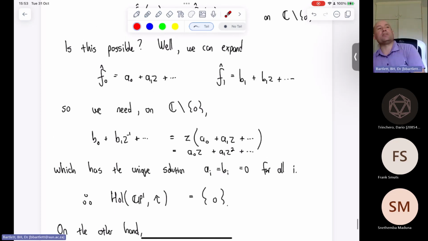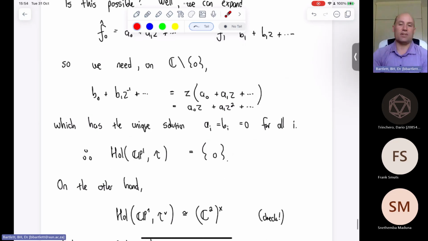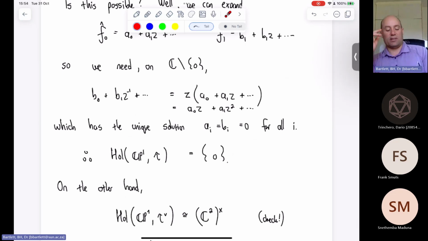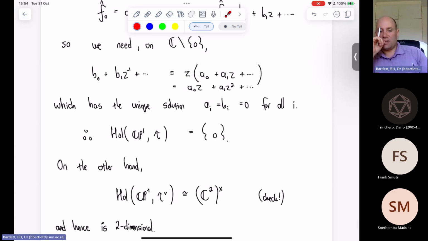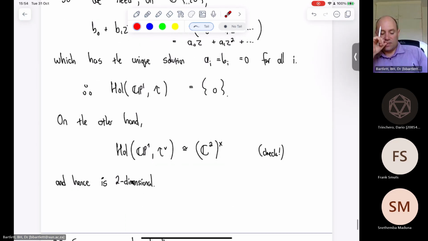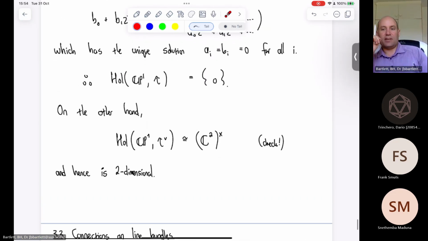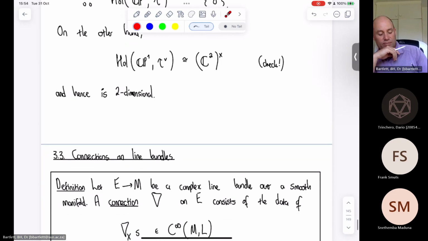Okay, so the tautological line bundle doesn't have any interesting holomorphic sections. On the other hand, the dual of the tautological line bundle does have interesting holomorphic sections. It has a two-dimensional space of holomorphic sections. That's something you should check. I've got a few minutes left, so I'm going to zoom through the remaining slides.